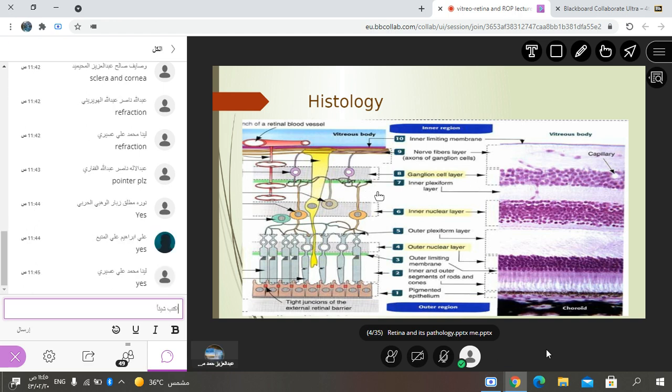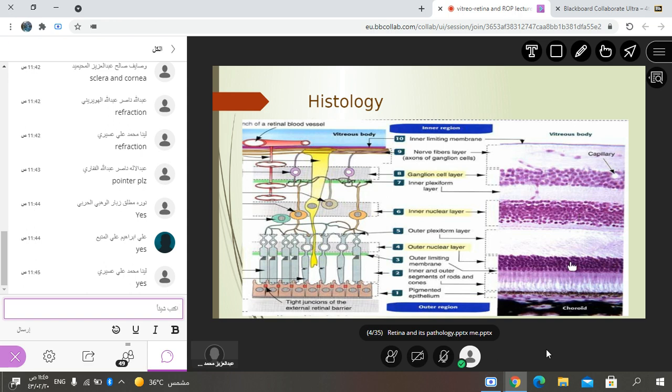Okay, excellent. So these are the layers forming the neural layer, followed by the retinal pigment epithelium. This is a light microscope image showing the layers. This is the ganglion cell layer. This is the inner nuclear layer, and this is the outer nuclear layer.